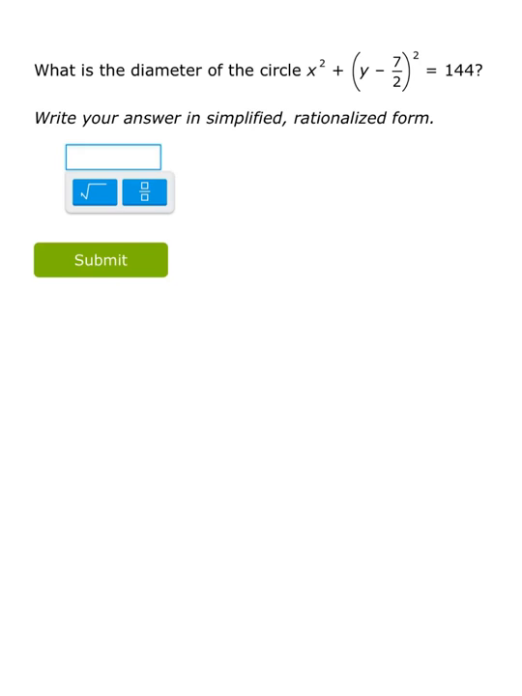Okay, what's the diameter of the circle x squared plus (y minus 7/2) squared equals 144? So same thing as the previous equation we did. I only need to look at the very right part of the equation. So I know 144 has to equal radius squared.